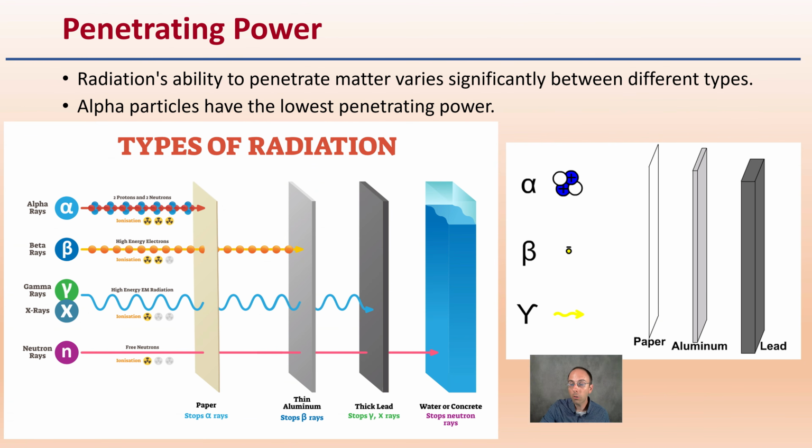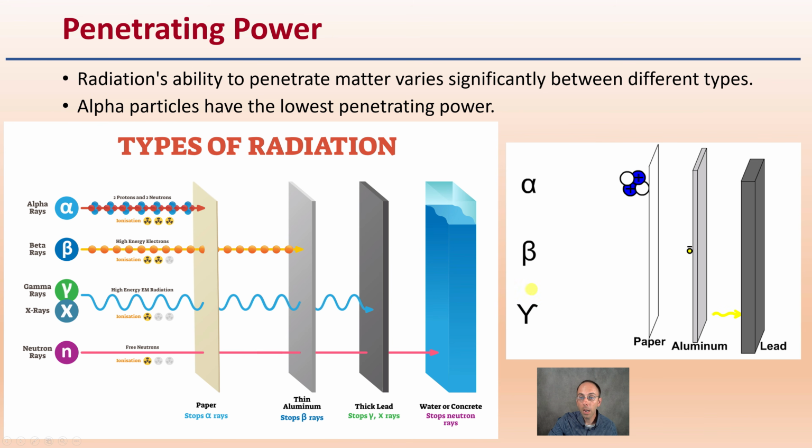And lastly, the penetrating power of our alpha, beta, and gamma rays. Radiation's ability to penetrate matter varies significantly between the different types. Alpha particles have the lowest penetrating power. So if we have alpha, beta, gamma, X-rays, and neutron rays here, we've got paper, thin aluminum, thick lead, and water or concrete. We can see just a thin layer of paper is able to stop the alpha particle. The beta particles can go right through the paper but are prevented from passing through the thin aluminum. The thick lead here stops the gamma rays as well as the X-rays. And the neutron rays are the strongest; those are only stopped by water or concrete.